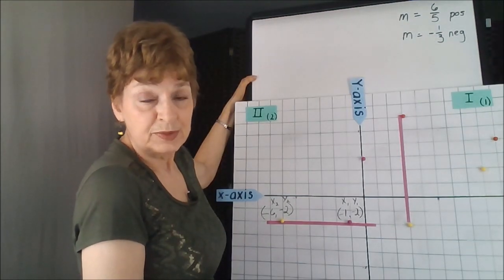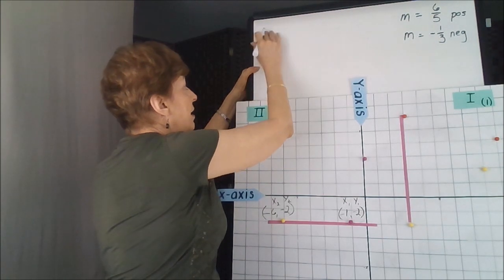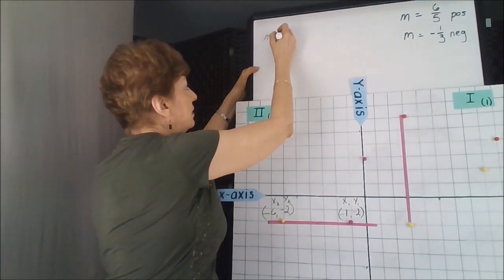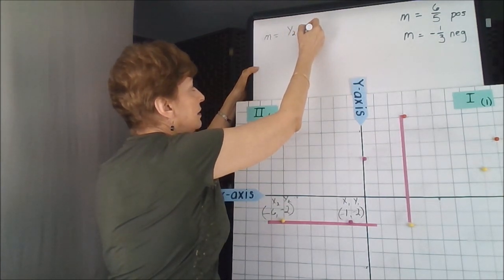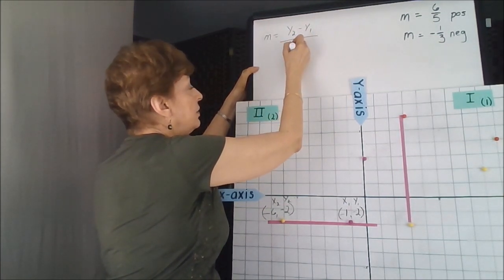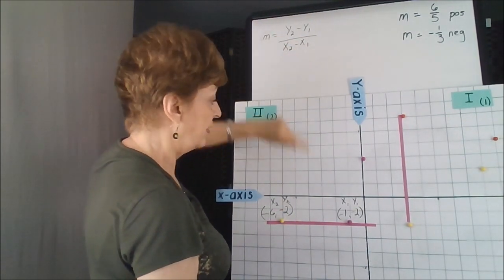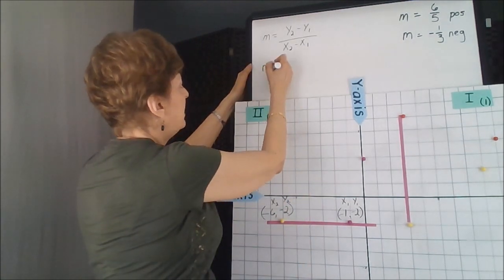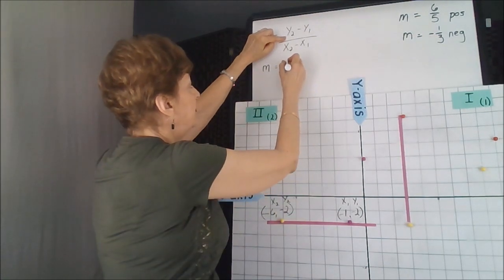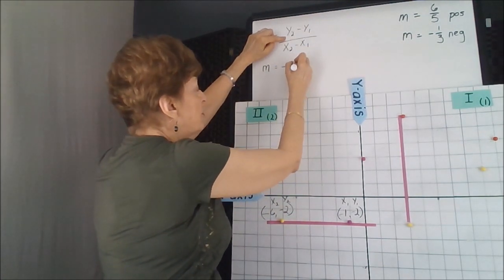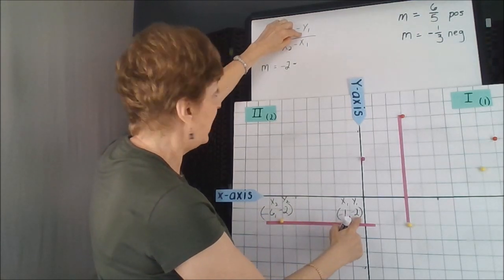Now all we have to do is put our values into the formula, which says m equals y2 minus y1 over x2 minus x1. So we're going to now fill in our formula. So m is equal to y2, that would be -2, subtract y1, which is -2 as well.